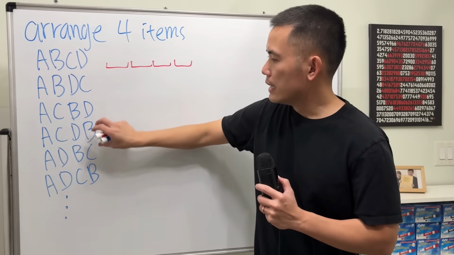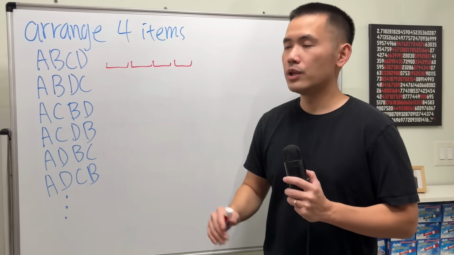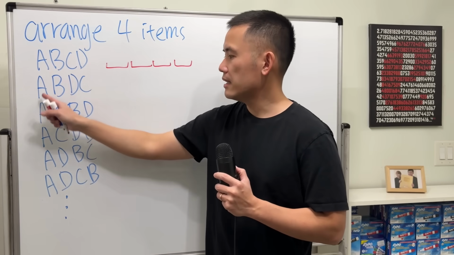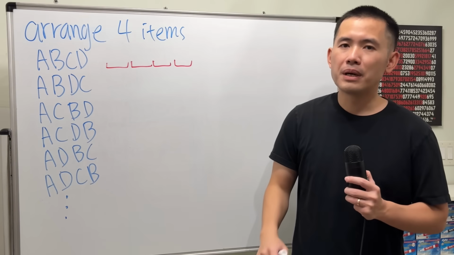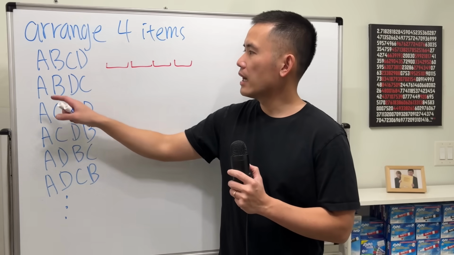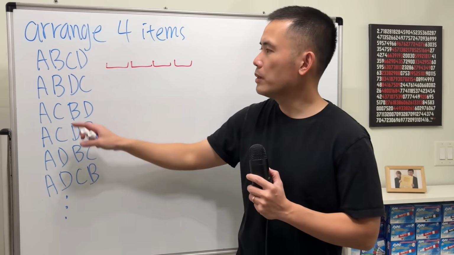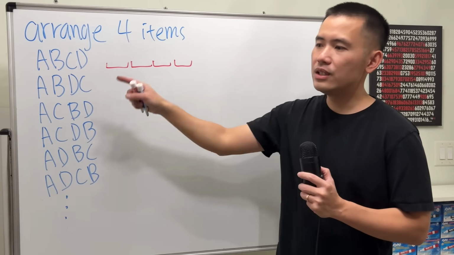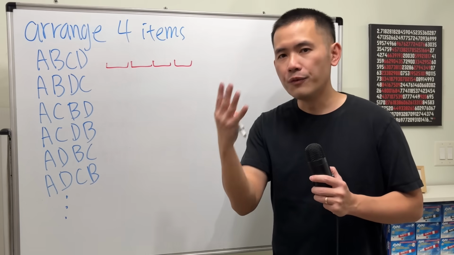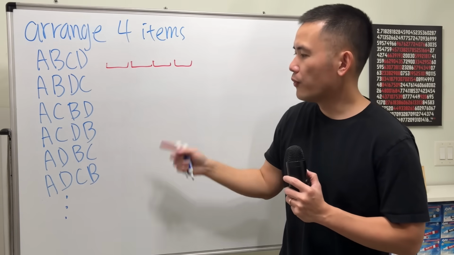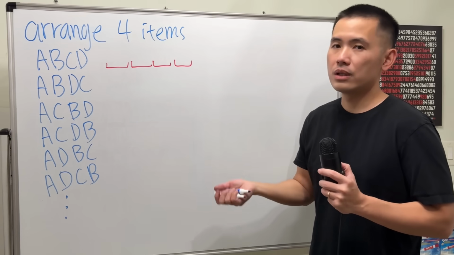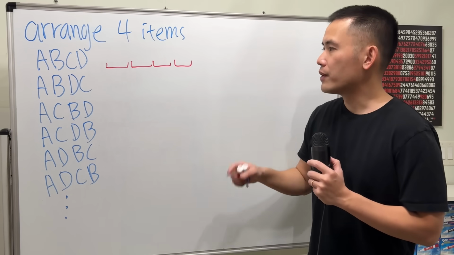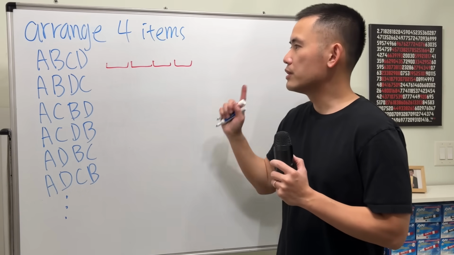So far, we have 6 ways to arrange A, B, C, D, where A is going first. But if you think about it, next, I could say start with the same group, but B going first, and then C going first, and then D going first. We will have 4 groups of this kind of thing. So 4 times 6, that will be 24.